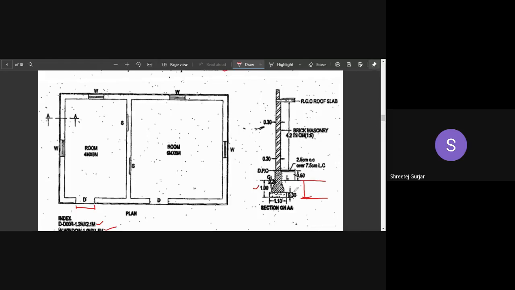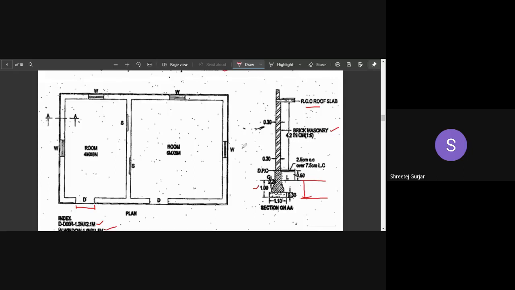Okay, so height from DPC, that is from your plinth level to your next floor level, is given as 4.2 meter in height. And the thickness of the wall, we can say it is 0.3. Thickness of the wall is 0.3. Okay, so we are not concerned about this roof slab. We are only concerned about this brickwork masonry in cement mortar 1:6.